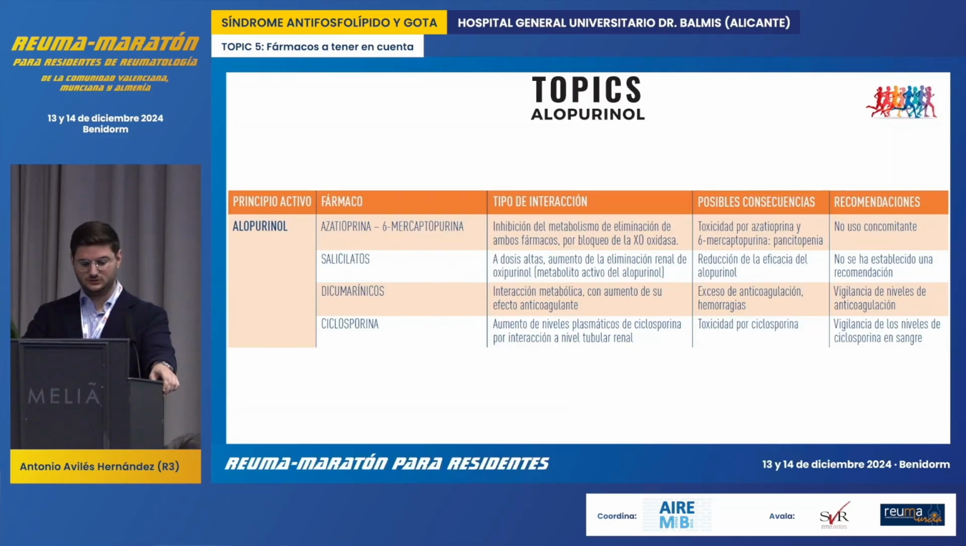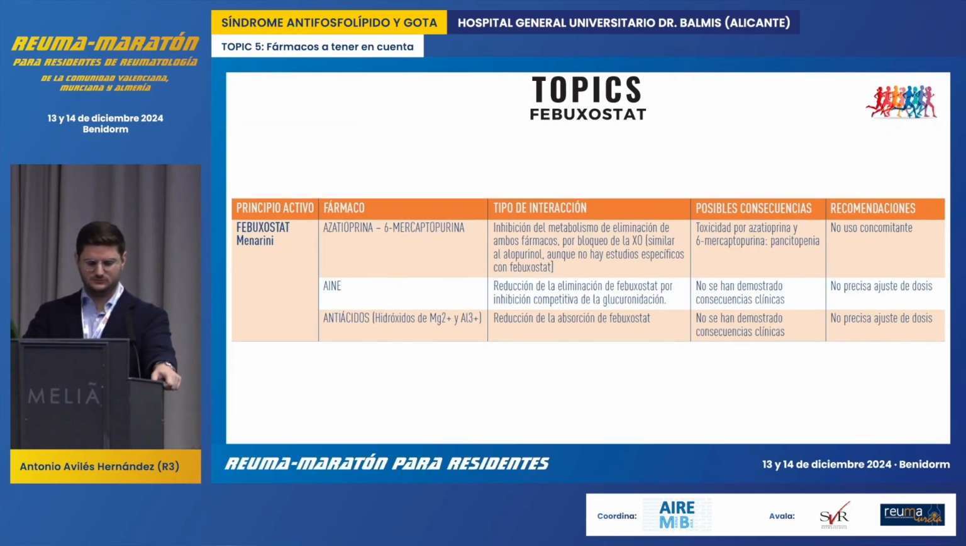Regarding allopurinol with coumarin anticoagulants, a metabolic interaction occurs that increases the anticoagulant effect, but it is not recommended to avoid using both drugs together. The recommendation in this case is to monitor anticoagulation levels. If necessary, allopurinol could be used. And regarding cyclosporine, there is an increase in its plasma levels, again due to an interaction, in this case at the tubular level, renal. Cyclosporine toxicity may occur, but once again, the recommendation is to monitor, not to discontinue.